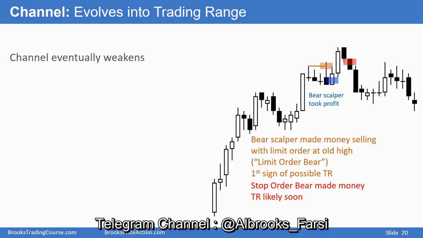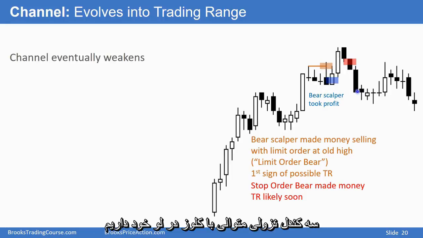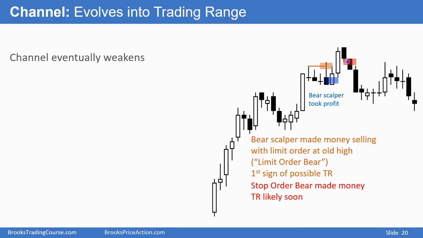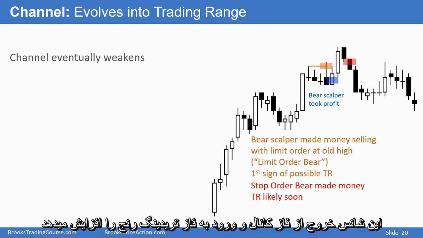I'm thinking that, okay, bull breakout, bull channel, and here we have 3 consecutive bear bars closing on their lows. That alone is enough to make me think we'll get at least a second leg sideways to down. And I see bears who sold with a stop below bars are now making money. That increases the chances that we're leaving the channel phase and entering the trading range phase.